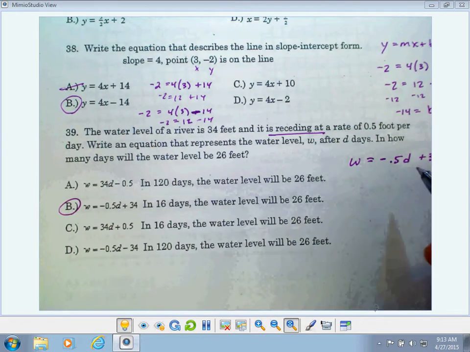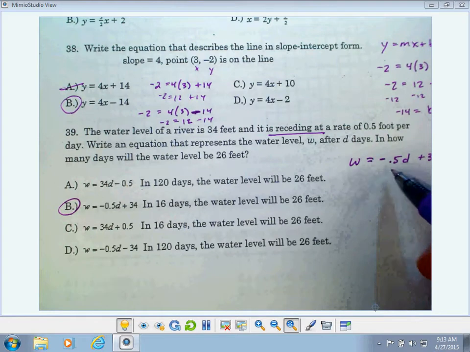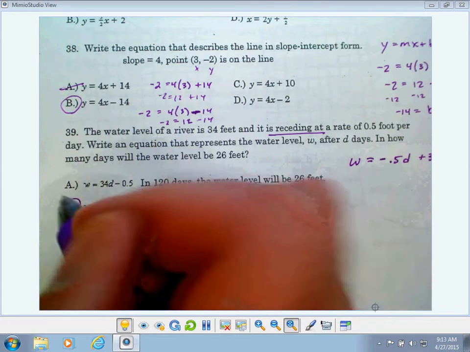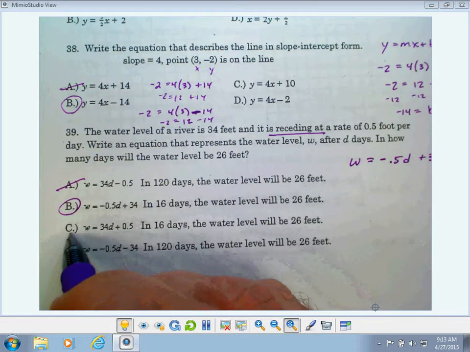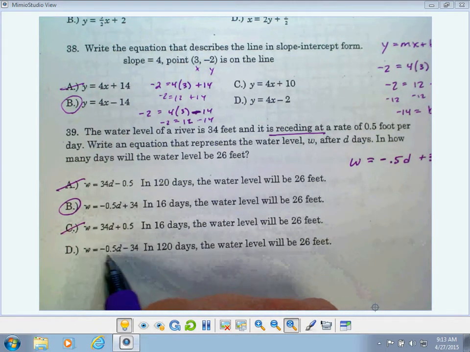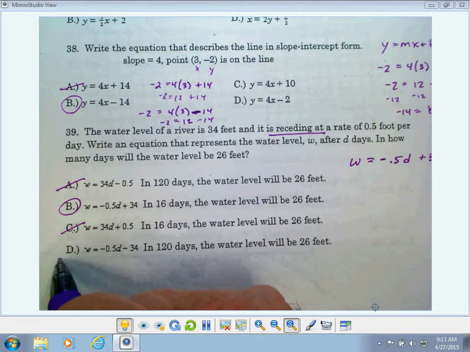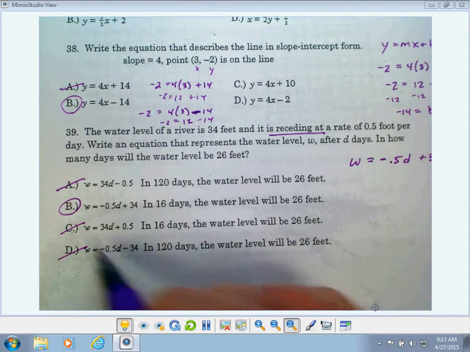But just in case, let's work it out. If we read through the other ones, this one says you have 34 feet per day. That doesn't make any sense. So does this one. This one says you're losing 0.5 feet per day, which is good, but it says you started at -34 feet. That doesn't make any sense either. So you can kind of narrow these down right away.